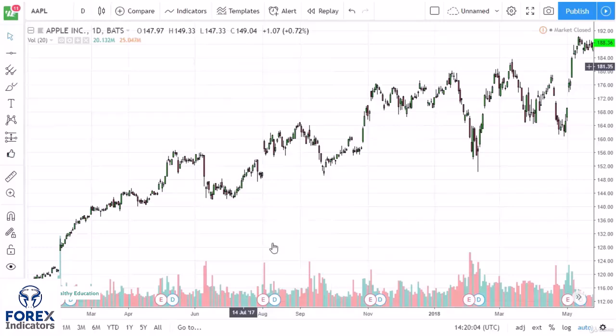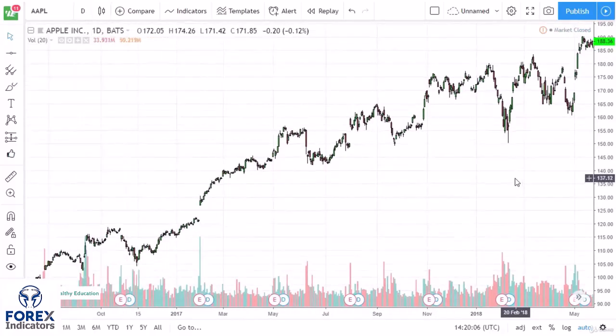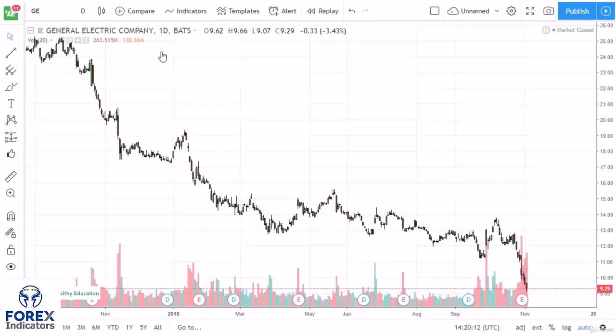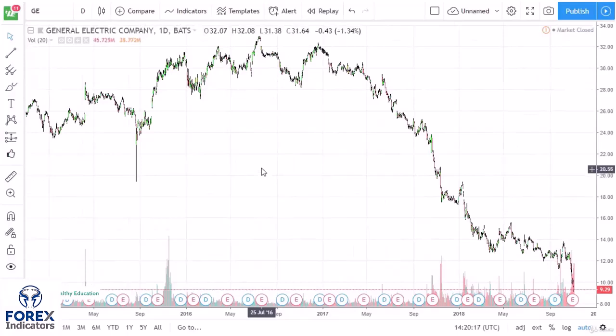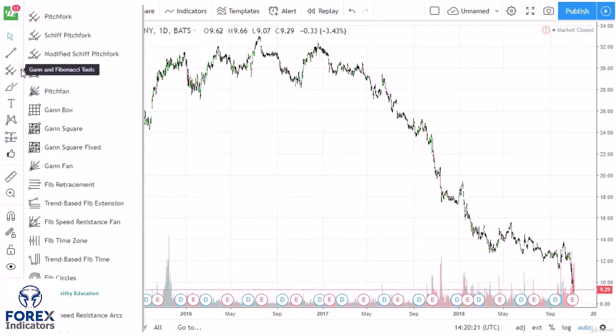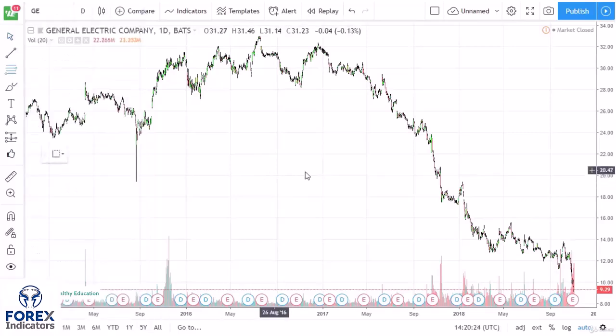Now I'm going to go ahead and remove all of the lines and talk about Fibonacci. So in this case, I'll go ahead and use General Electric. Fibonacci is a mathematical formula that was discovered by a mathematician many centuries ago named, you guessed it, Fibonacci.